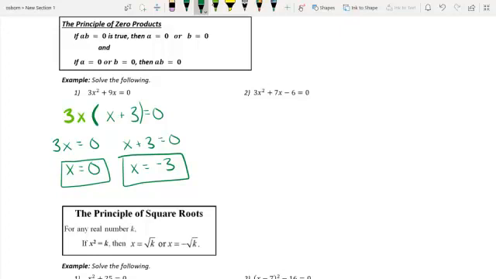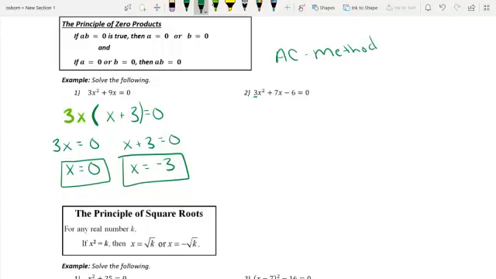Now, the second one is a little bit more complicated because I need to factor out this quadratic. And the coefficient in front of my x squared term is not 1. So what that means for me is I have two possibilities. I can use the guess and check method or the AC method that we talked about in intermediate algebra. So I'm going to use the AC method.